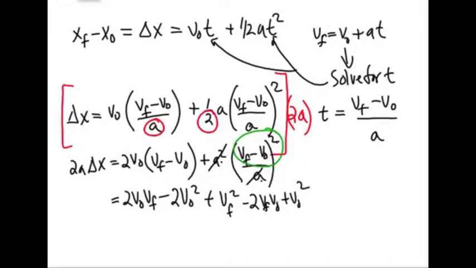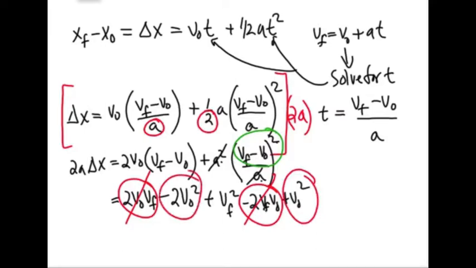It looks messy, but it simplifies, because here I have a plus 2v0 v final, and here I have minus the same expression, so those cancel out. And over here I have plus 2v0 squared, and over here I have minus 2v0 squared, so that partially cancels out. So we end up with v final squared minus v0 squared, and I'm almost there. Now we're going to go to a new screen and just write what we have so far.